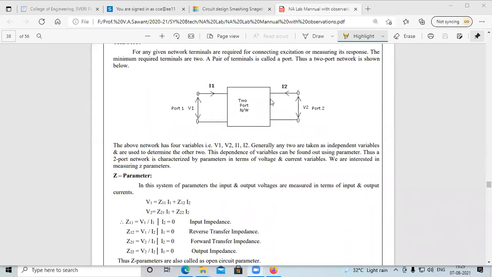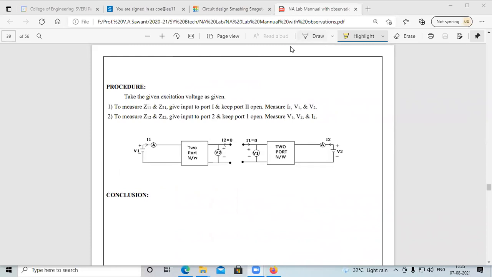Now see, the procedure is that, to make the excitation voltage as given, that means the voltage we are going to give must be given first. The first step is to measure Z11 and Z21: give input to port 1 and keep the output port open circuited. When the output port is open circuited, measure the value of current I1, voltage V1 and voltage V2, when I2 is equal to 0.